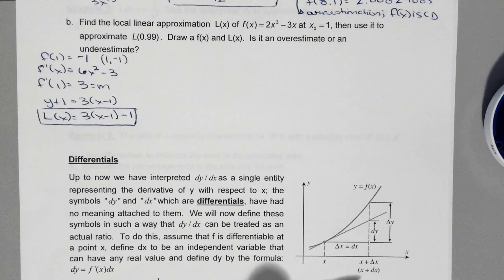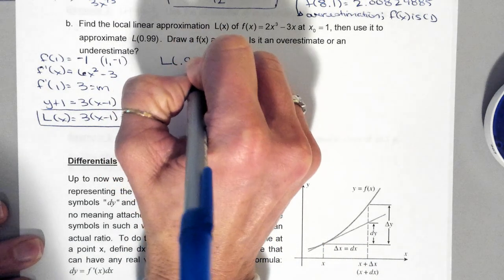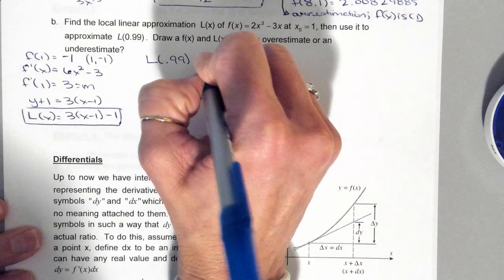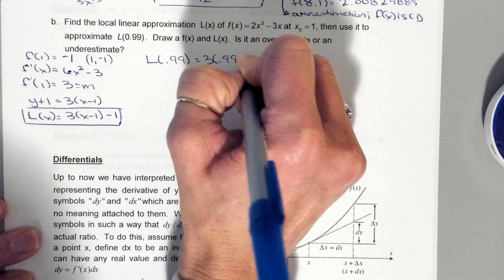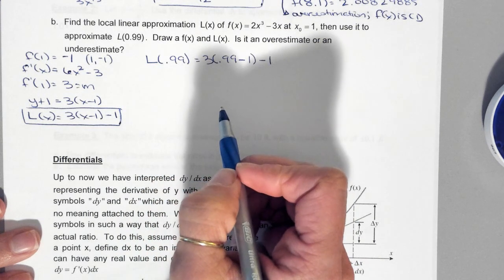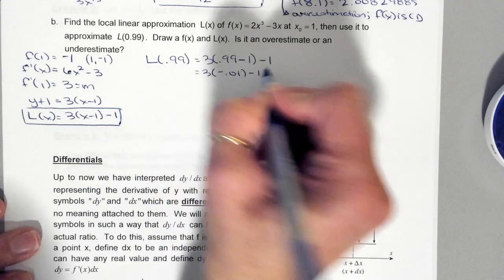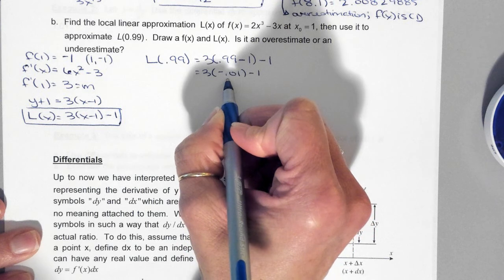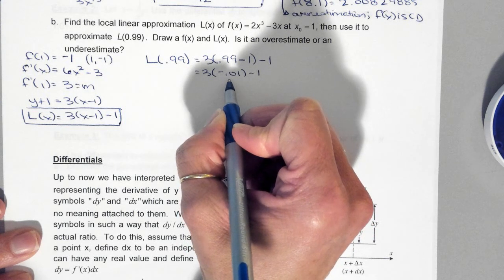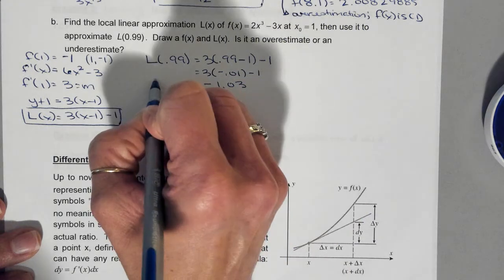Okay, so now what they said is use it, meaning L of x, to approximate L of 0.99. Okay, so L of 0.99 is equal to 3 times 0.99 minus 1 and then minus 1. What is 0.99 minus 1? Okay, so we have 3 times negative 0.01 minus 1. Isn't that negative 0.03? Minus 1, so this is negative 1.03. Is that right?